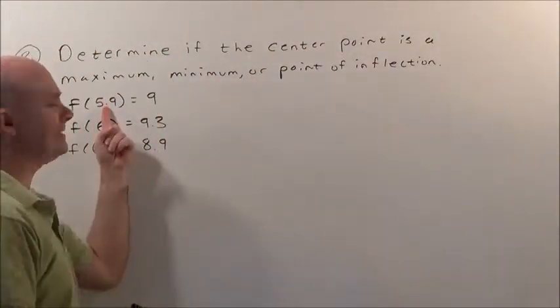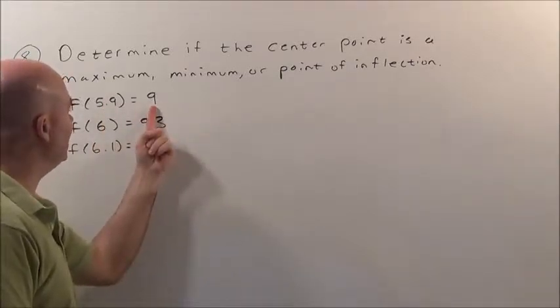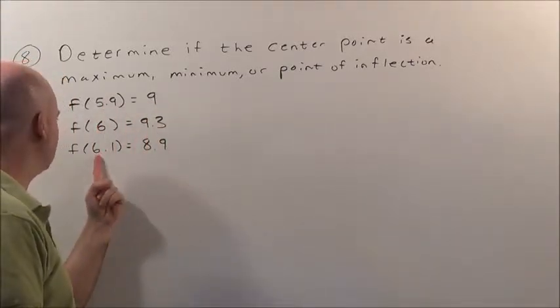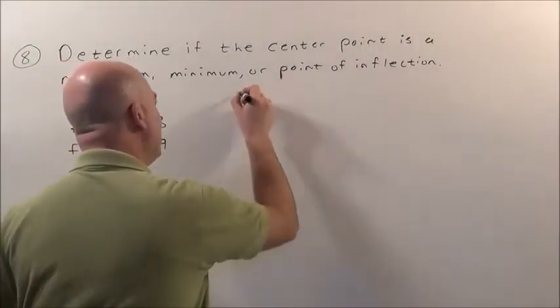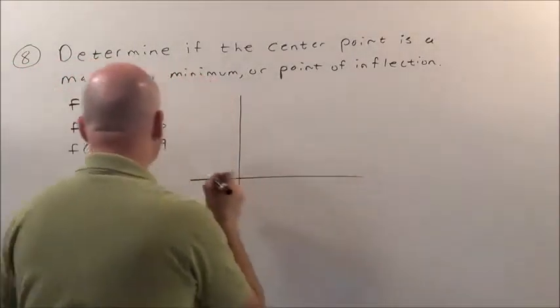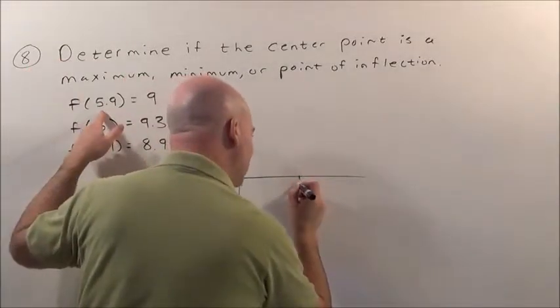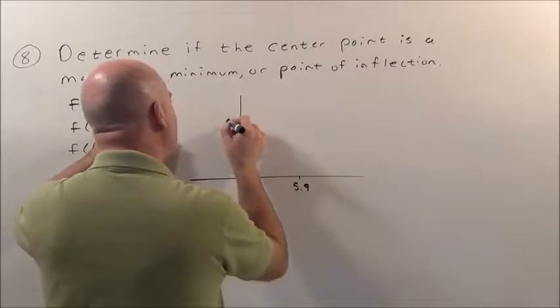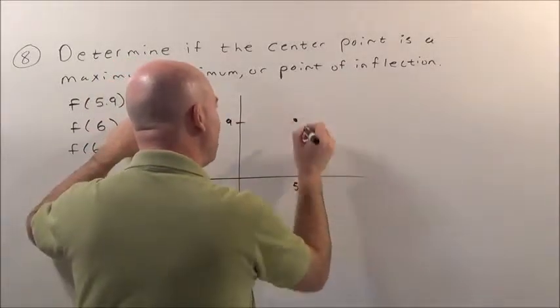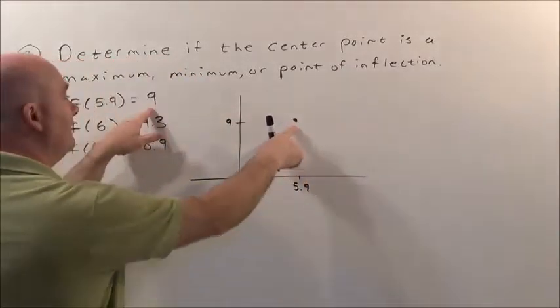Well, when we plug in x, you and I are getting 9. When we plug 6 in, we're getting this. When we plug 6.1, we're getting this. So let's just think what this looks like. So we have a graph, and when the x value is 5.9, we're sitting at a height of 9. So that's a dot right there. At 5.9, you're at a height of 9.